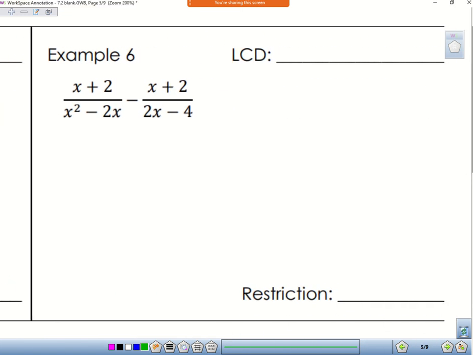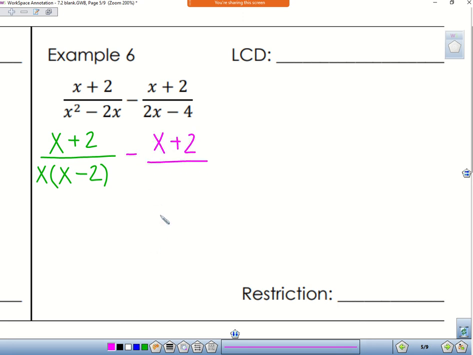Alright, first thing we're going to need to do is factor these denominators. As you can see, they are left unfactored. So what can I factor out of the first denominator? X. I can factor out an x, which leaves me with x times x minus 2. And then what about in the second denominator? What can I factor out? A 2.